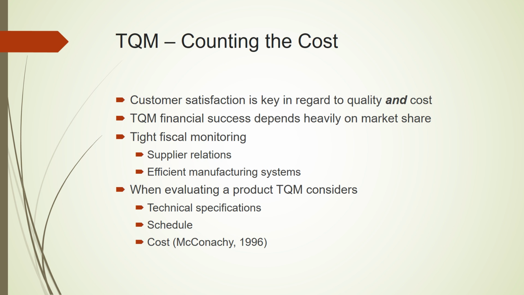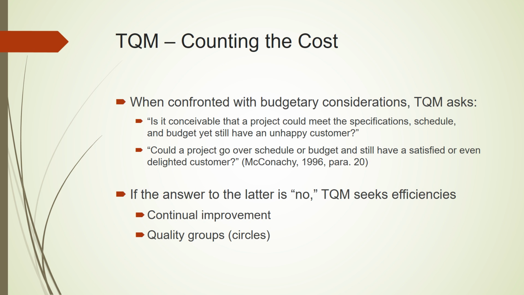Now, when evaluating a product, total quality management considers a few things. It considers technical specifications, schedule, and cost. Now, when confronted with a budgetary consideration, total quality management typically avoids trying to sacrifice one of those for another. It asks, is it conceivable that a project could meet the specifications, schedule, and budget, yet still have an unhappy customer? It also asks, could a project go over schedule or budget and still have a satisfied or even a delighted customer? And this comes from McConaughey's research.